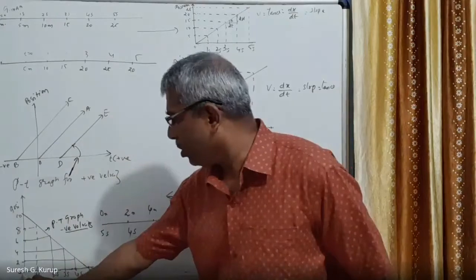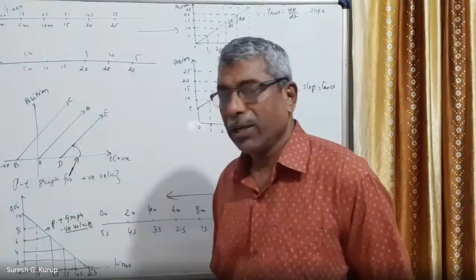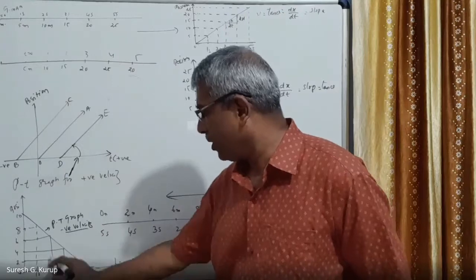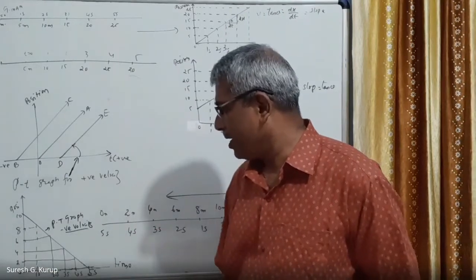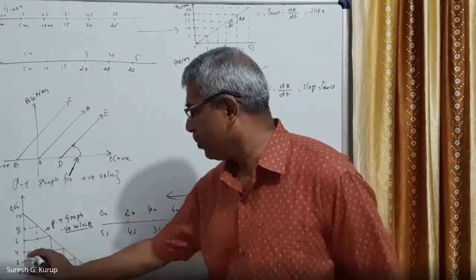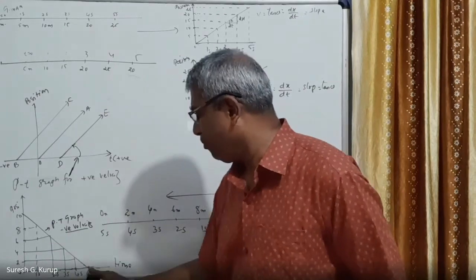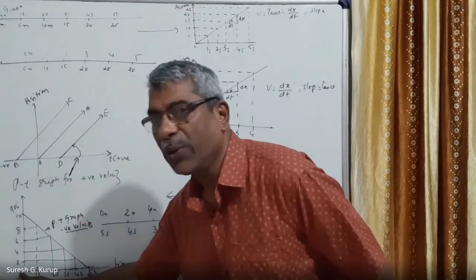At zero time, its position was 10. At 1 second, its position is 8. At 2 seconds, its position is 6. Right? At 3 seconds, its position is 4. At 4 seconds, its position is 2. And at 5 seconds, its position is 0.